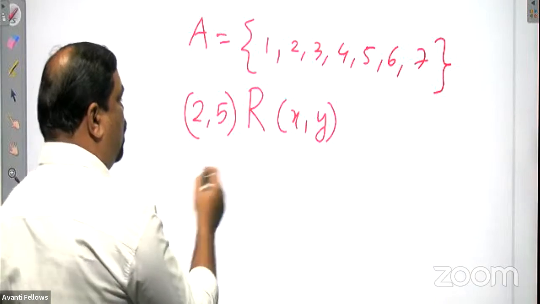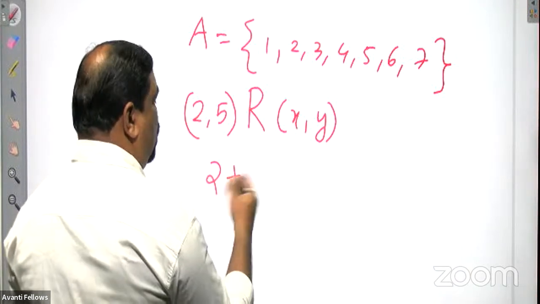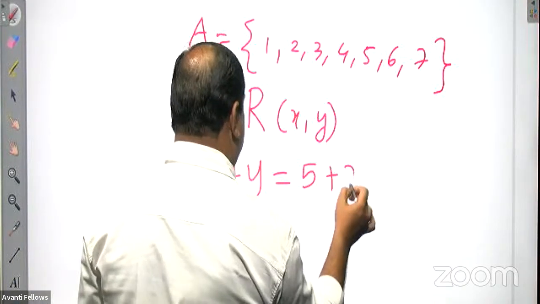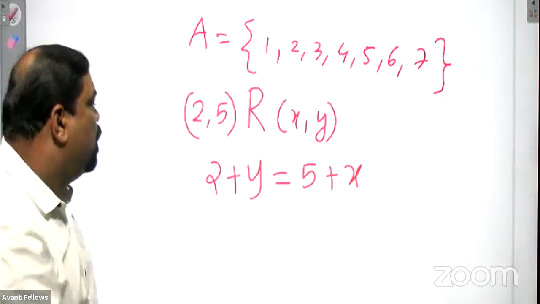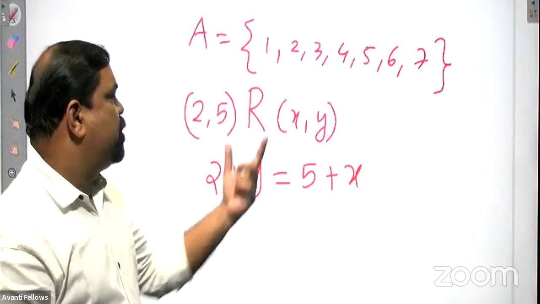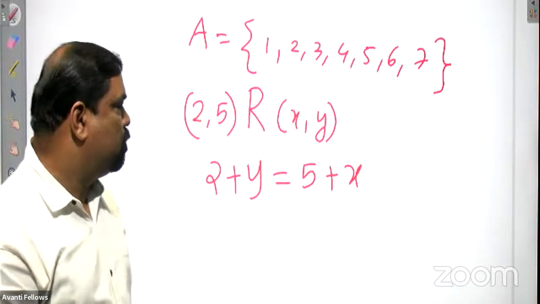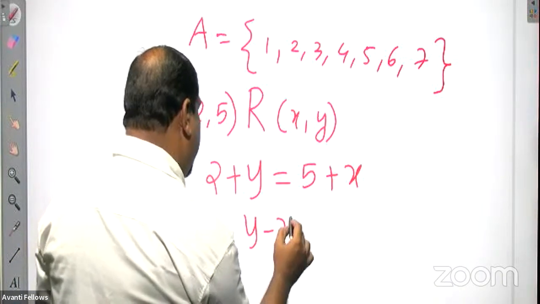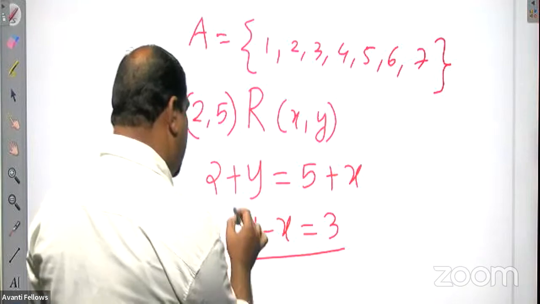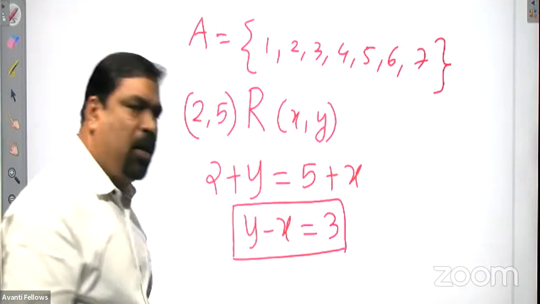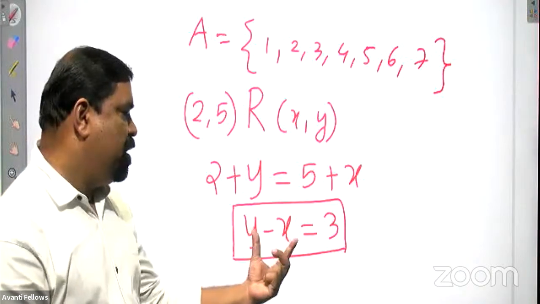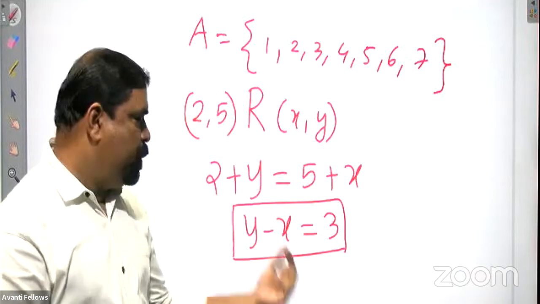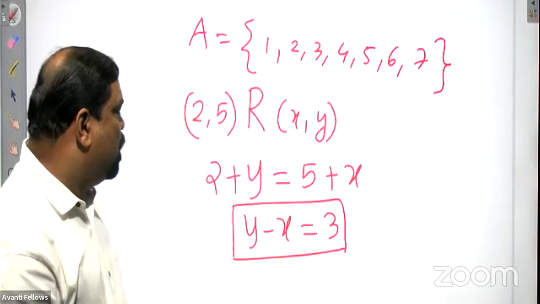So by our definition, what is the relation actually? Then 2 plus y must be equal to 5 plus x. If x, y is related to 2, 5, so very clearly 2 plus y must be equal to 5 plus x. Okay. Otherwise, we can say in another way, y minus x must be equal to 3. So we have to list all those elements of A cross A satisfying this condition. y minus x must be equal to 3. Clear?